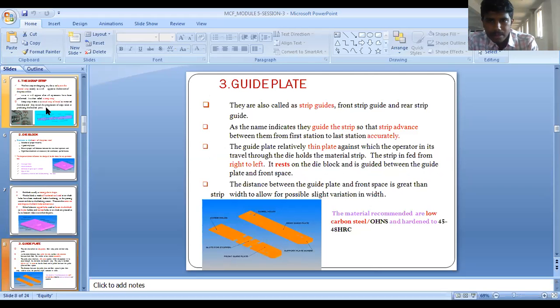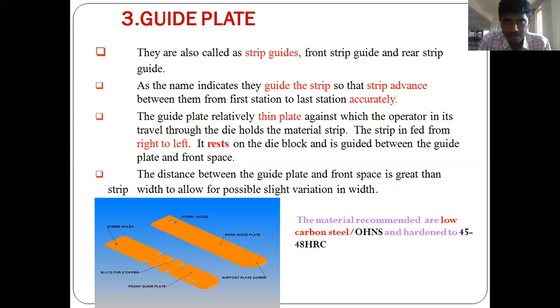Okay, so next is the guide plate. As the name itself indicates, guide plate. It is also known as strip guides. It is going to guide the strip advancement from one station to another station, and it is usually a thin plate against which the strip is traveled through the die and holds the strip, and usually it is fed from right to left.